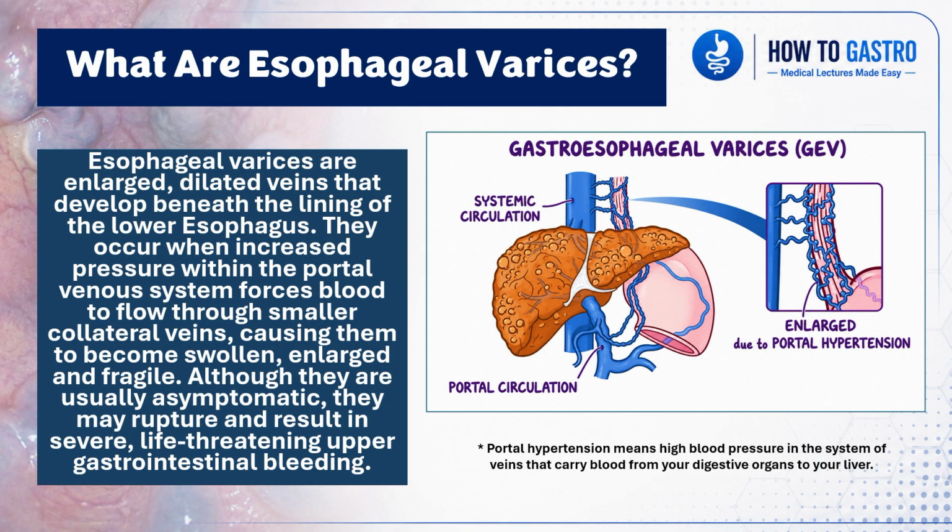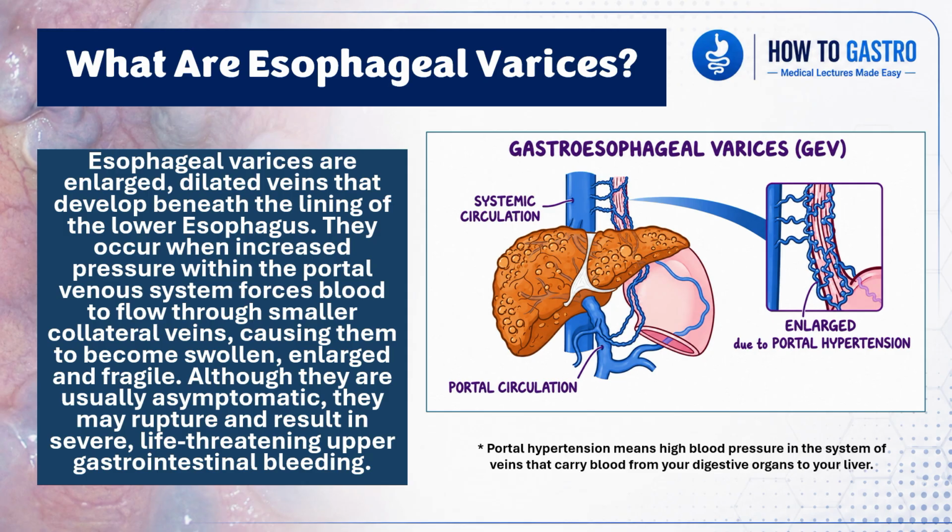So what are esophageal varices? Esophageal varices are enlarged, dilated veins that develop beneath the lining of the lower esophagus. They occur when increased pressure within the portal venous system forces blood to flow through smaller collateral veins, causing them to become swollen, enlarged, and fragile. So, although they are usually asymptomatic, they may rupture and result in a severe, life-threatening upper GI bleed.